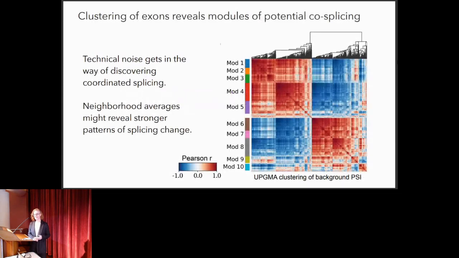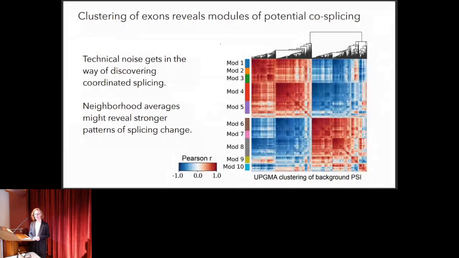So the technical noise might get in the way of discovering co-regulated splicing, even though we've now filtered for exons that have pretty reliable data. There's still a lot of cell-to-cell variability. And so we thought we'd again turn to this neighbor average to look for patterns that were consistent across the space. And we played around with the size of the neighborhood so that we were not capturing all the cells in one neighborhood, so that it should show some variation across the space. And we clustered them based on the similarity of their splicing profiles across all of the cells.